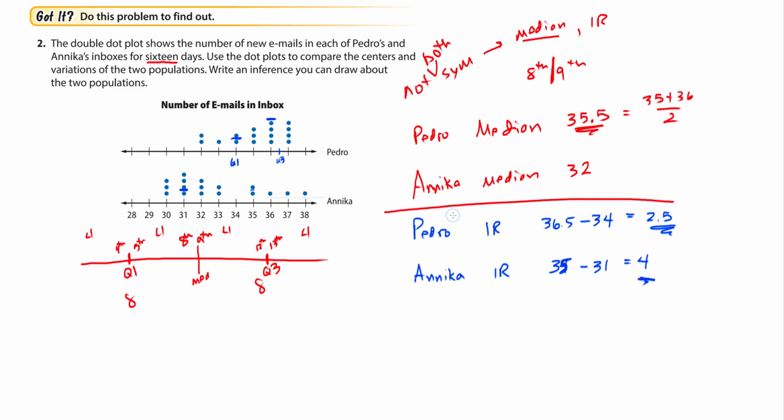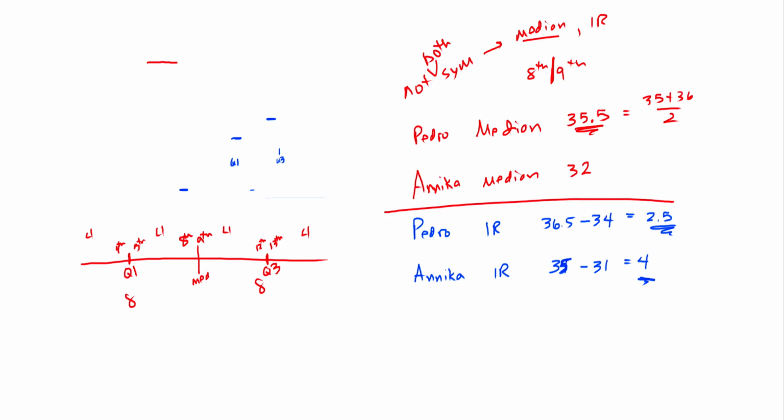So, quick inferences, Pedro, in general, gets more emails in his inbox. 35.5 is bigger than 32. And in general, Anika's, there's more variability in the number of emails that she has in her inbox because of the interquartile range being bigger than for Pedro's. So let's move on to the next example here.